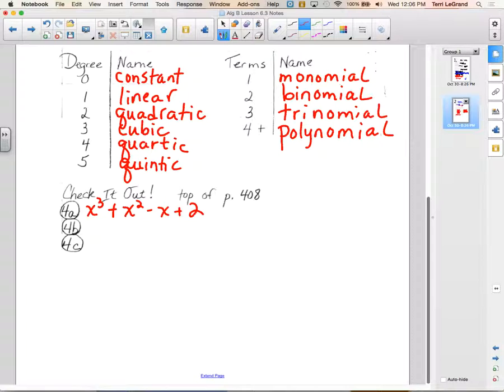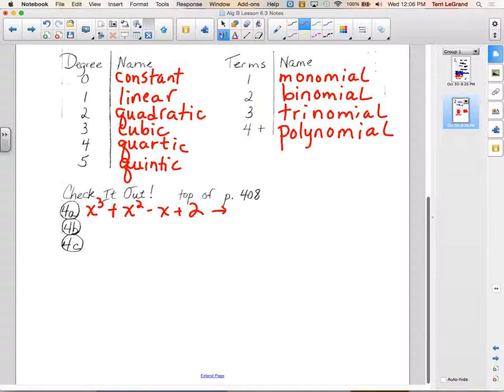Okay, and the first thing, and when you're doing these, I want you to do something for me. First of all, you always want to put it in standard form if it isn't. That's the first thing you want to do. If it's not in standard form, put it in standard form, because you're going to have to make the decision what degree is it and how many terms are there.